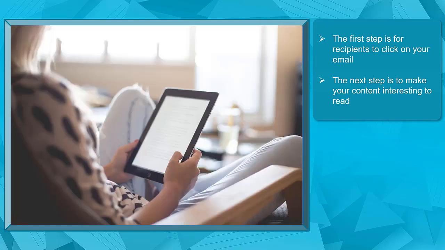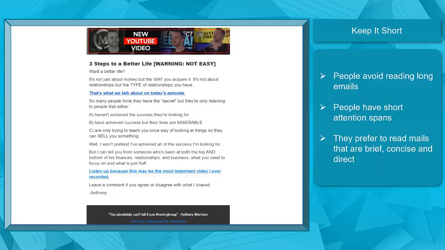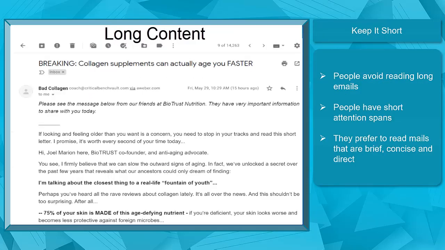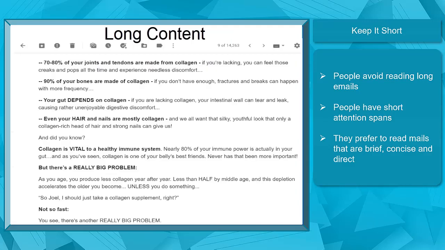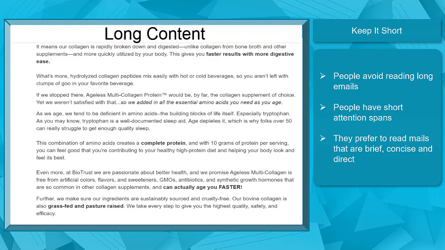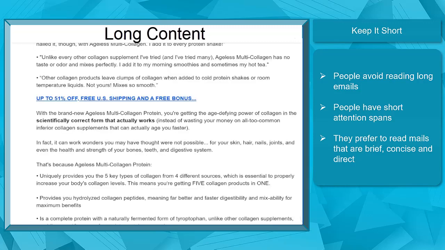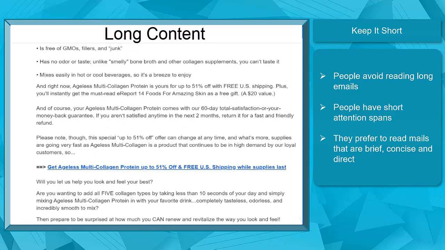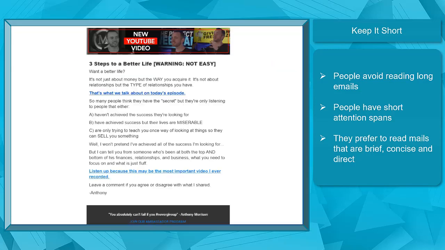The next step is to make your content compelling enough that they finish reading it. Let's take a look at some tips on how you can write compelling email content. First, keep it short. Long emails are boring to read. It will take time for people to finish reading your message, and they don't like to spend so much time finishing a long message. People have short attention spans, so making your email content brief, concise, and direct will make your readers appreciate the message more, leaving them wanting to know more about your email.